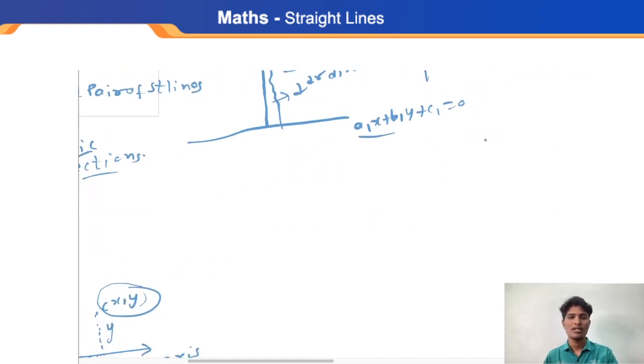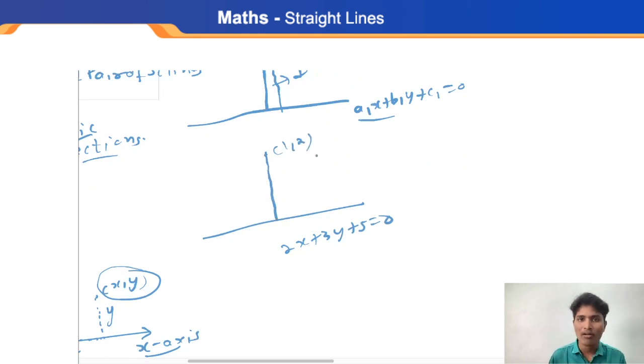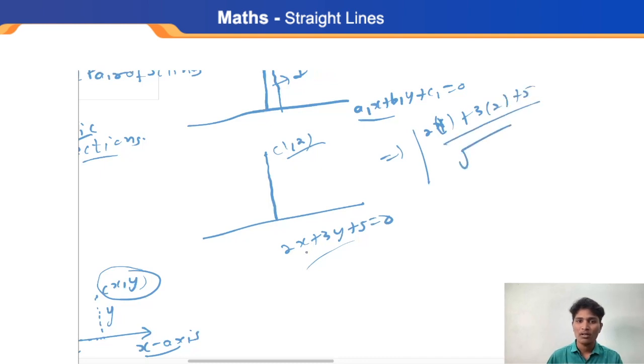Suppose I give the line 2x plus 3y plus 5 is equal to 0, this is a straight line, and one point is given as 1 comma 2, and I want to find the perpendicular distance. I use this formula, that is simply substitute the given point in the line, that is 2 into 1 plus 3 into 2 plus 5 divided by root of 2 square plus 3 square.